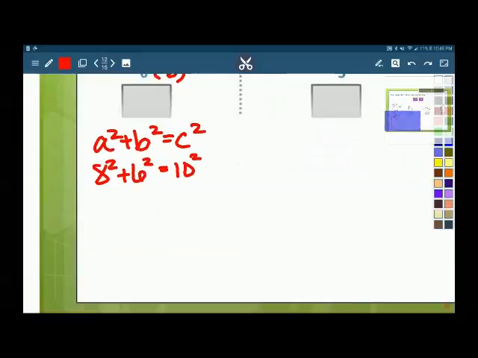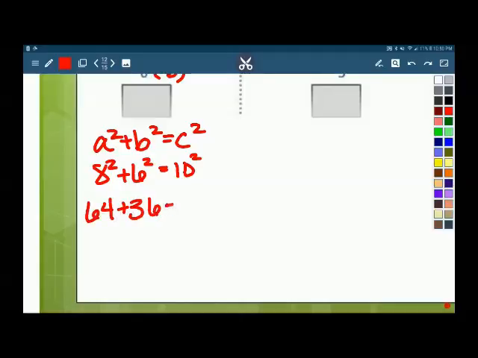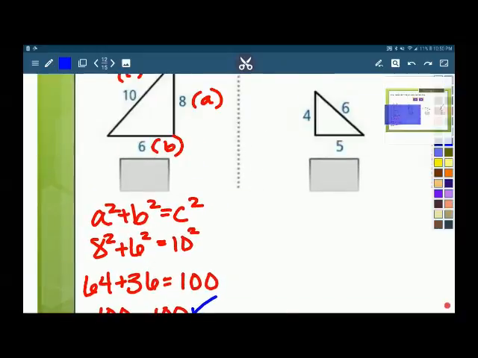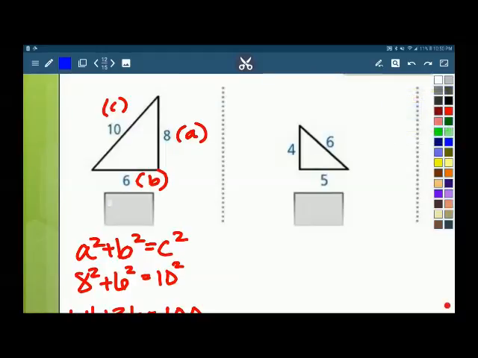So I'm just going to simplify both sides of this equation and see if it becomes true. 8 squared is 64. 6 squared is 36. And 10 squared is 100. When I add 64 plus 36, I get 100. So since 100 equals 100, this being a true statement, that means that this triangle above is a right triangle. Okay, so yes, this triangle is a right triangle.